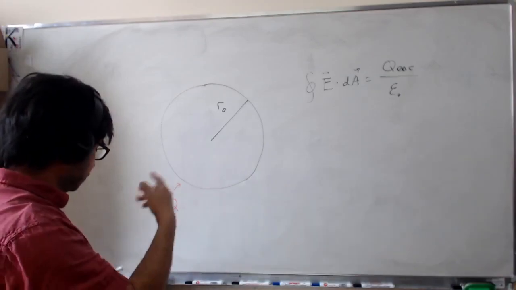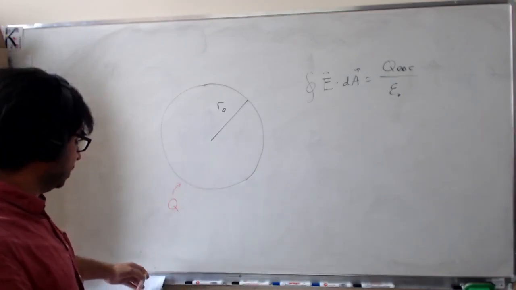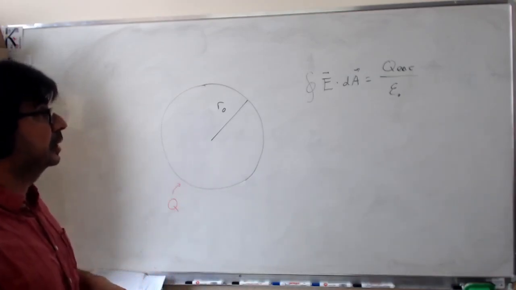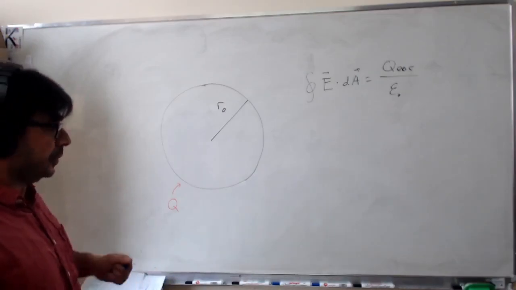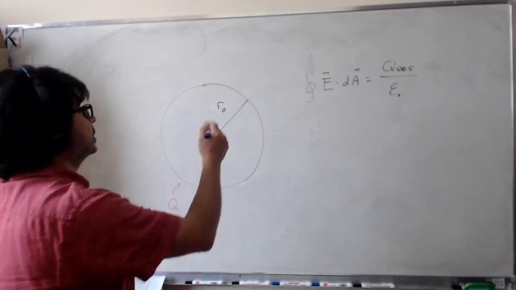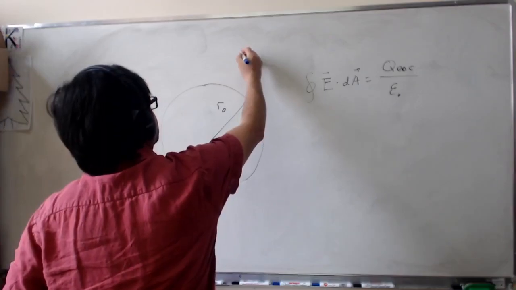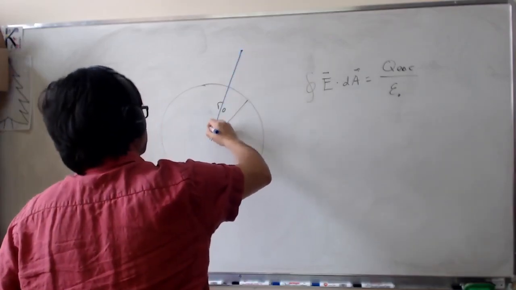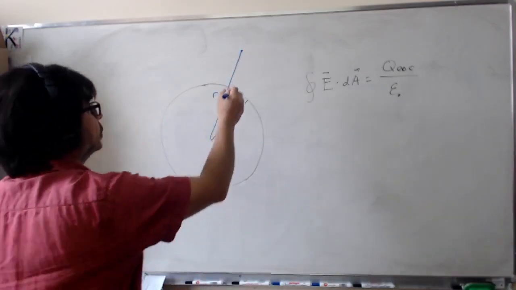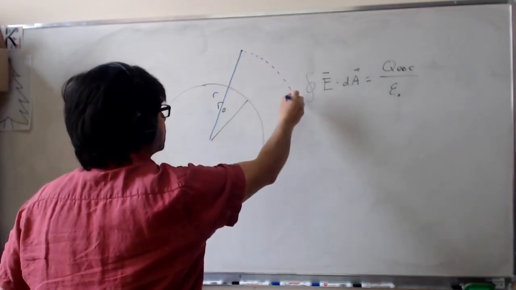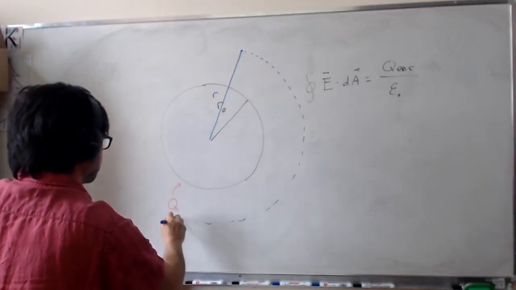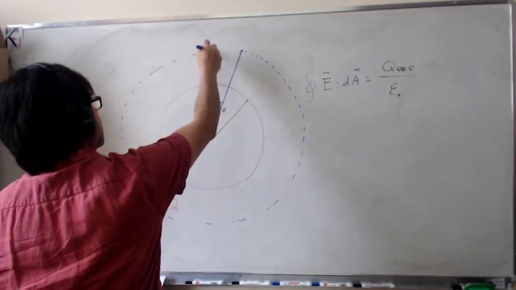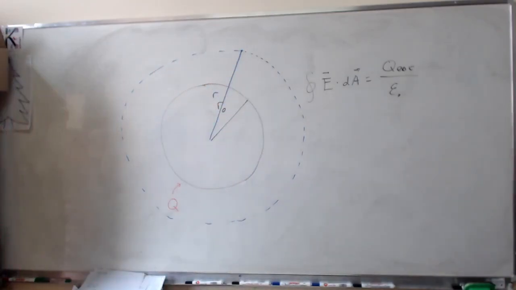Now, because our charge distribution is spherically symmetric, the first thing that should come to your mind is to consider a spherical surface. So let's say that we are looking at a point that's of distance r from the center, and I'm going to choose a surface that passes through that point and is spherical in shape. So in other words, a sphere of radius r.